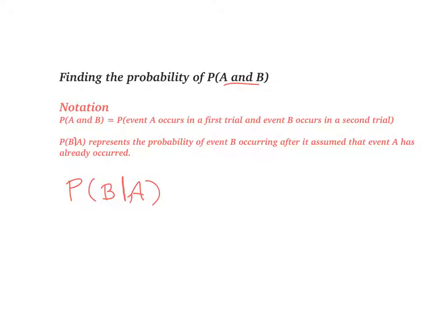Whenever you see the word "and," I want you to think, oh, it means multiply. So probability of A and B is the probability that A occurs in the first trial and B occurs in the second trial. Now, one other notation: there's supposed to be a bar between there. When you see that bar between B and A, it means the probability of B occurring, assuming that A has already occurred. And sometimes after A has occurred, it does change B. So when you see that bar, it means the probability of B after A has occurred.